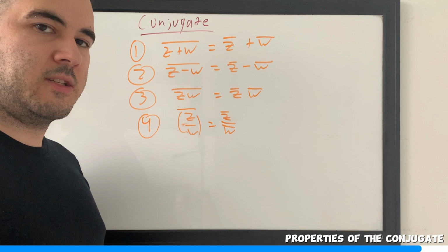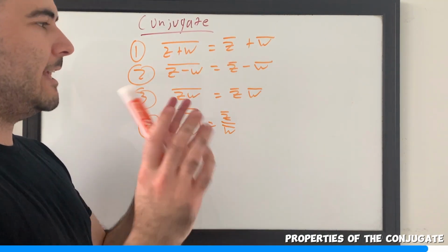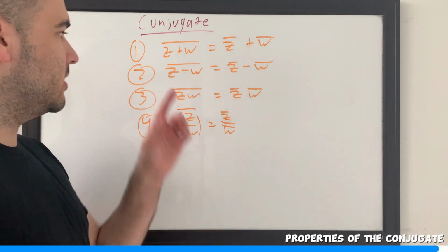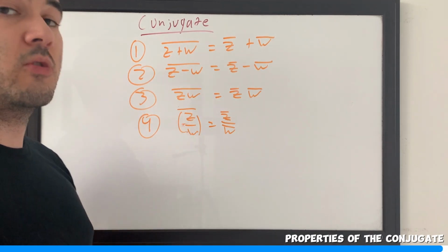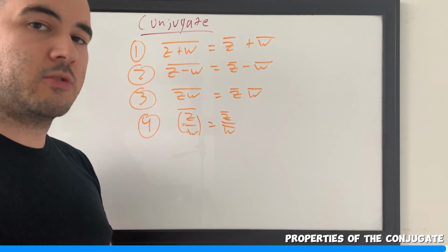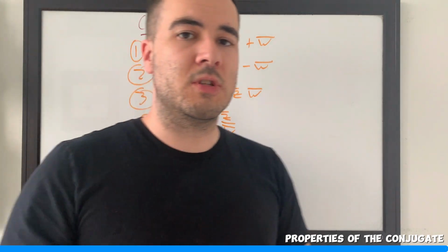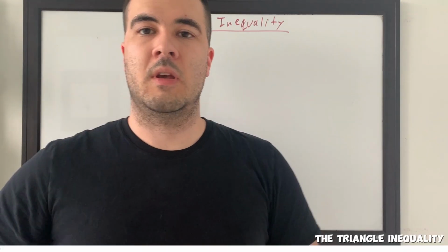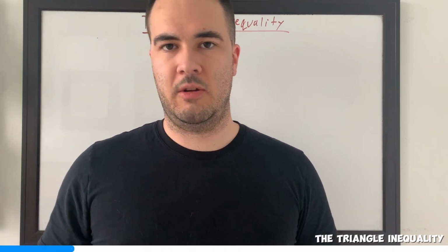So in every single instance, the conjugate can always go in to the particular complex numbers that we have in it. Whether it's addition, subtraction, multiplication, or division, the conjugate always works through each of them. And we're going to use this property when we do our final topic for today. The final topic for today is the triangle inequality.